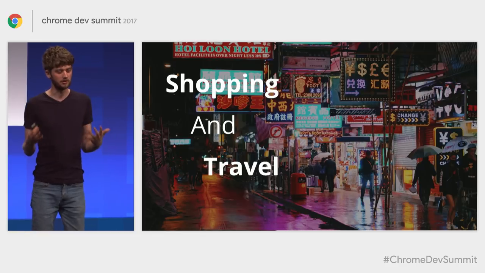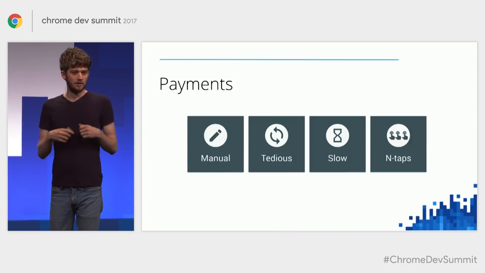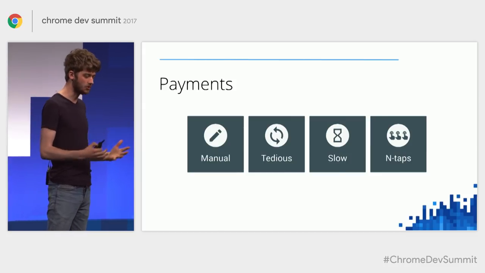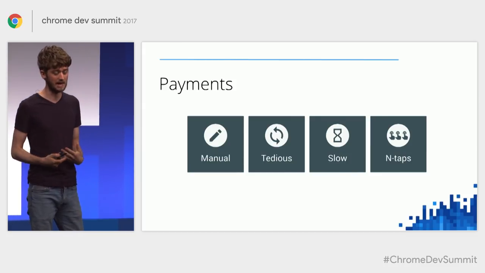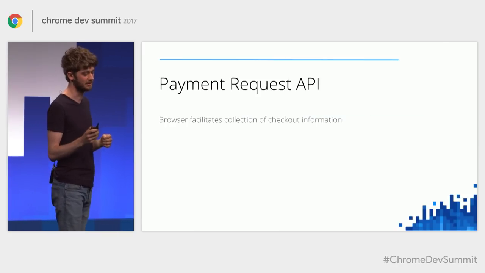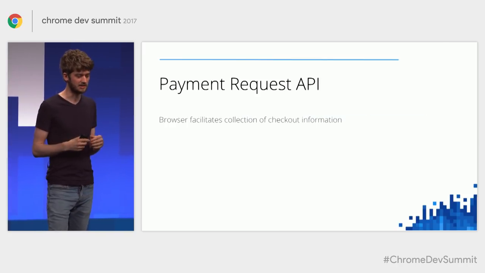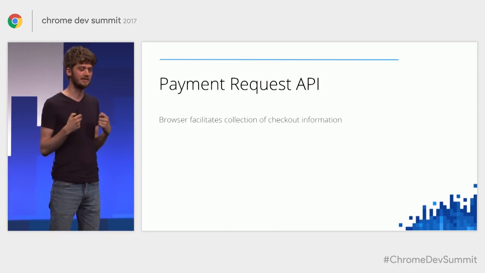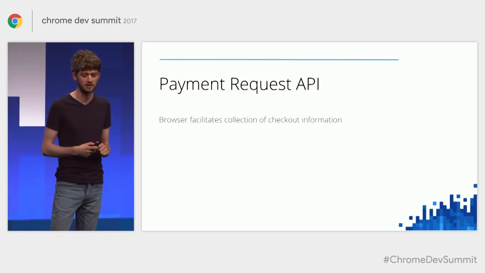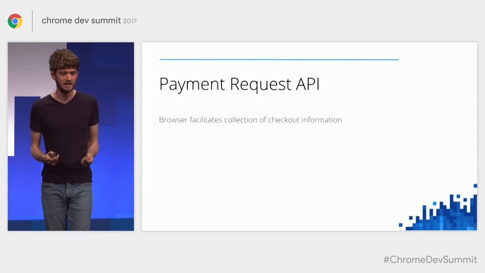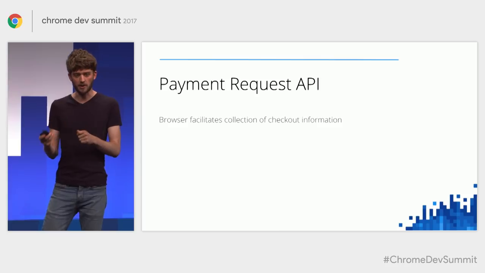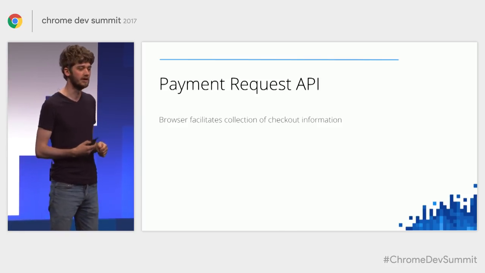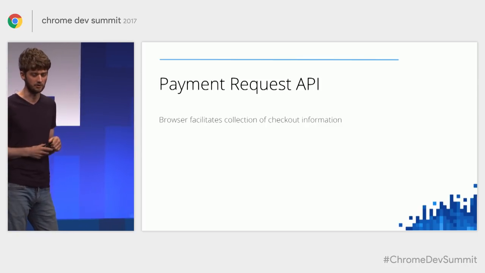So now what about shopping and travel? With shopping and travel, payments are obviously a really fundamental problem. They're manual, tedious, slow, and they involve lots of tapping and can create a really frustrating experience. So in the last couple of years, we've brought the Payment Request API to the web, which allows the browser to facilitate the collection of checkout information from the user. Especially for users that aren't signed in to your web app, the browser already knows who the user is and likely knows their email address and has their shipping information stored. And so it can help provide all of those things by default.